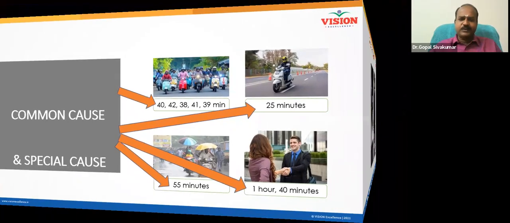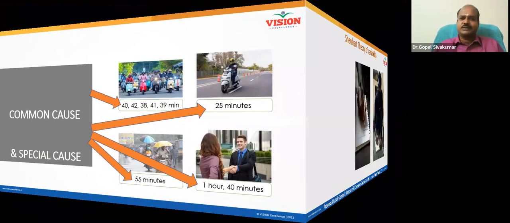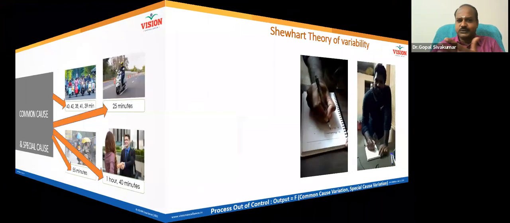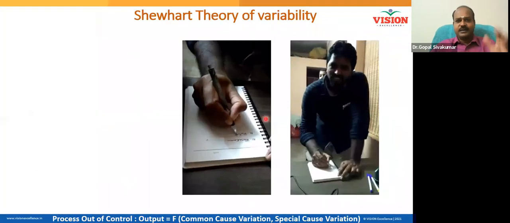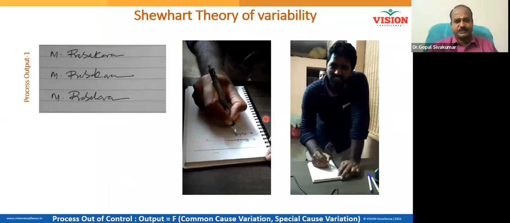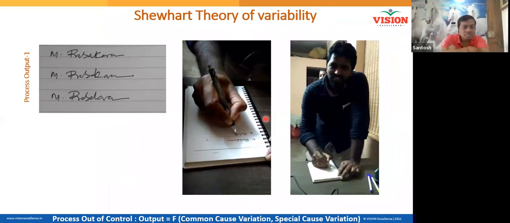So you can classify common cause and special cause in several manners. Suppose if you are a banking professional, right? And your customers signing like this in the checkbook, will you pass all the checks?